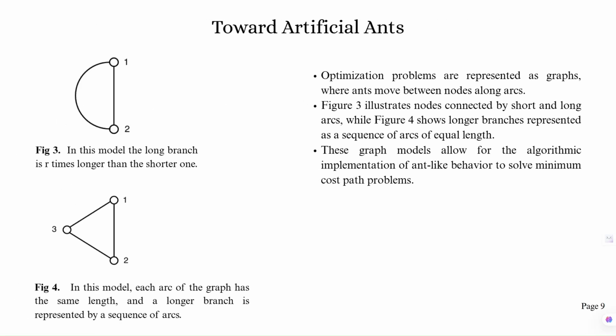To apply the principle of ant behavior to computational problems, we represent the optimization problem as a graph. In this graph, artificial ants move between nodes along arcs, much like real ants move between locations. Figure 3 and Figure 4 illustrate the models. In one model, a long branch or a short arc is used, and in the other model, each arc in a graph has the same length and a longer branch is represented by a sequence of these equal length arcs. It is used to solve minimum cost path problems.